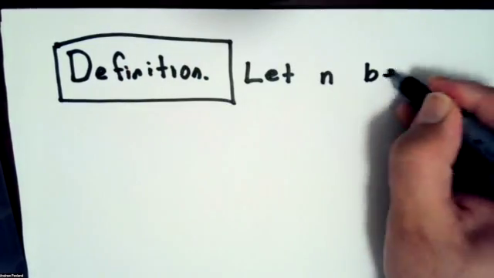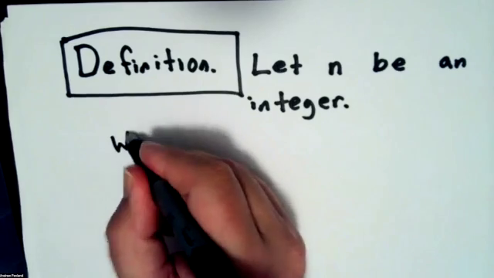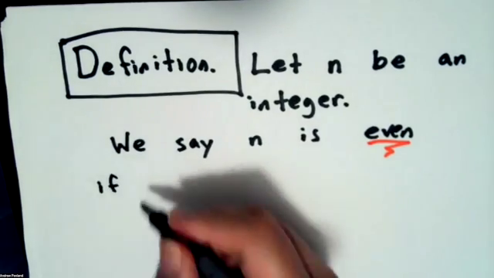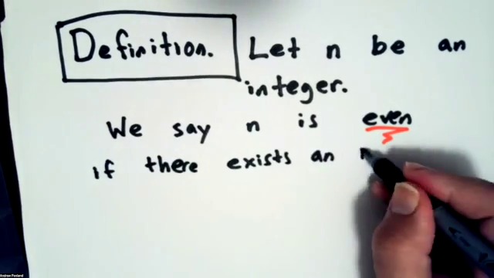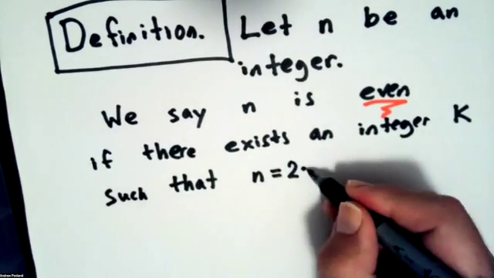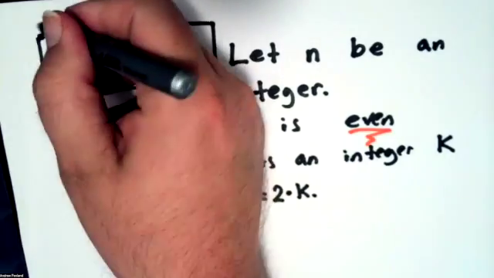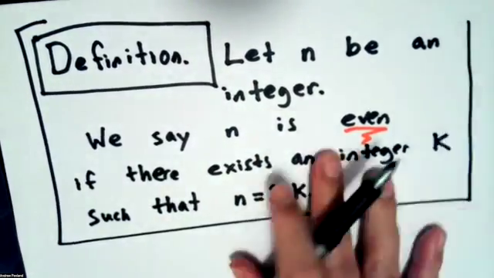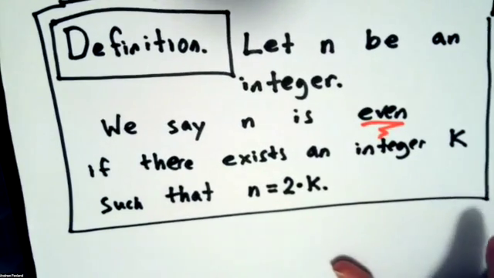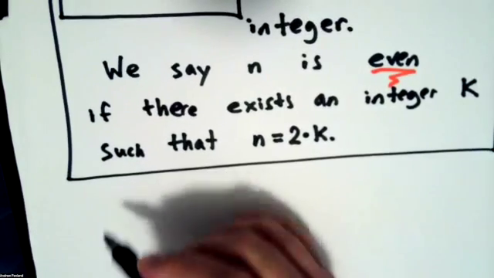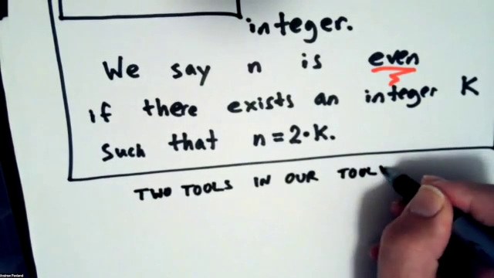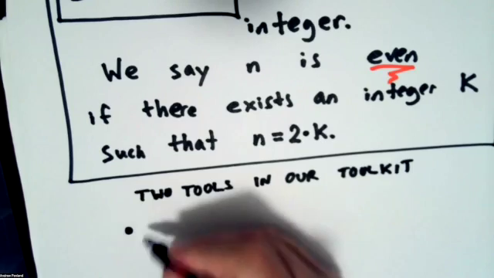Let n be an integer. We say n is even if there exists an integer k such that n is equal to 2 times k. This is the precise definition of even numbers or even integers. Let's start proving lots of statements. At the moment, we're only going to have two tools in our toolkit, which will be the definition of even, and we'll also allow ourselves to have basic algebra.